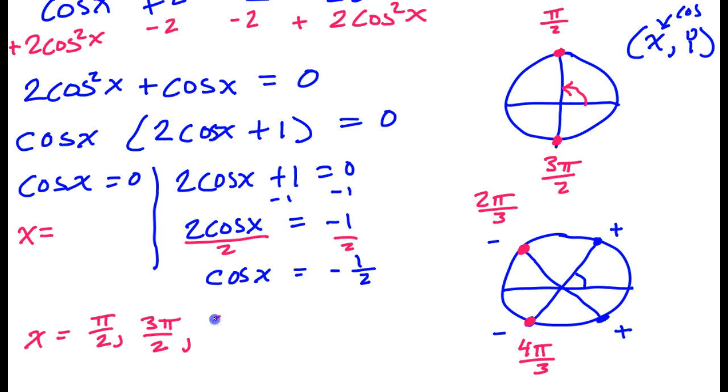So these are two additional answers, 2 pi over 3 and 4 pi over 3.